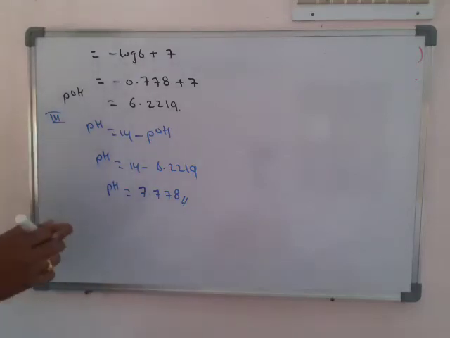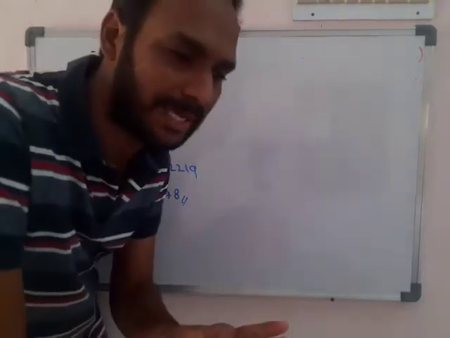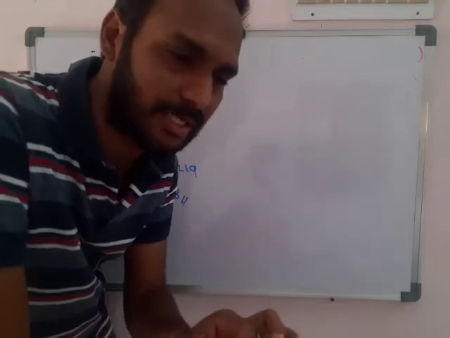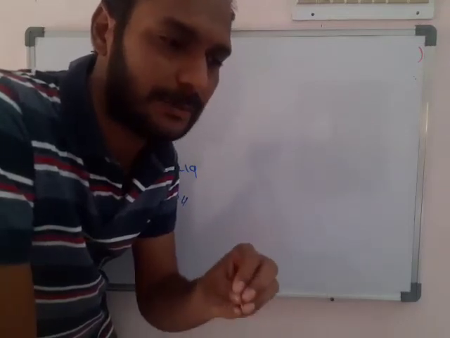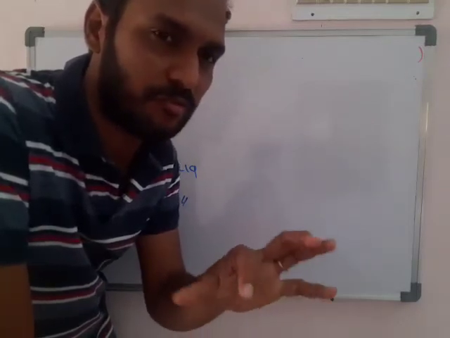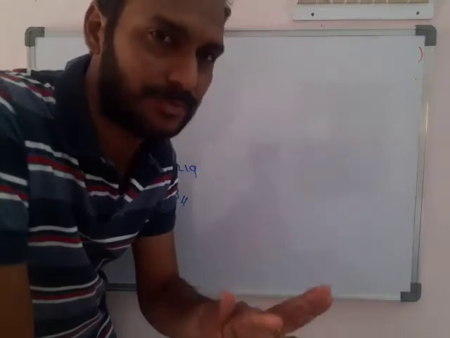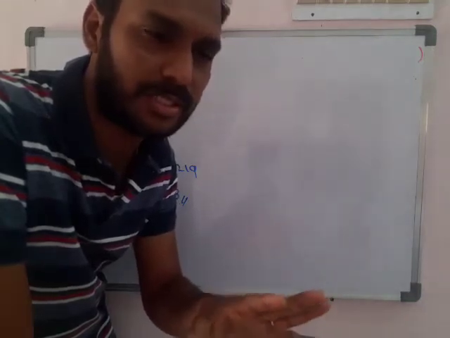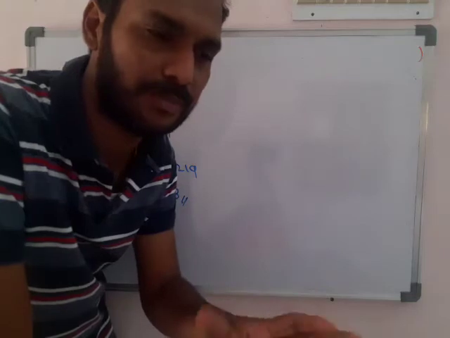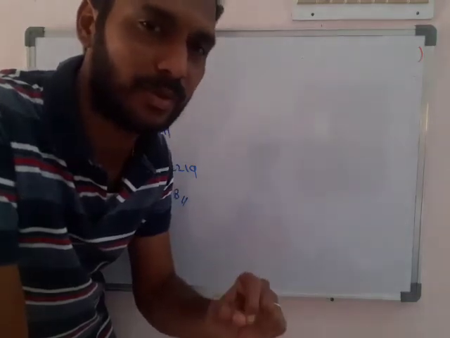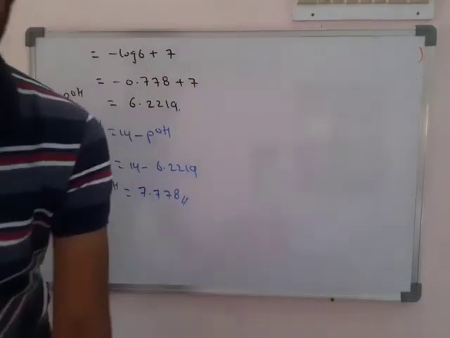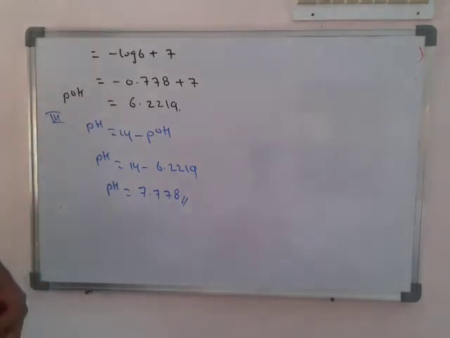Here at first the base is given, so we calculated the OH minus concentration for that weak base with the help of Kb and its concentration. Next we calculated the pOH, and finally we calculated the pH with the help of the pOH value.